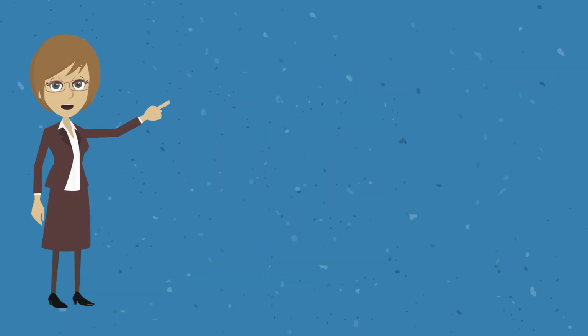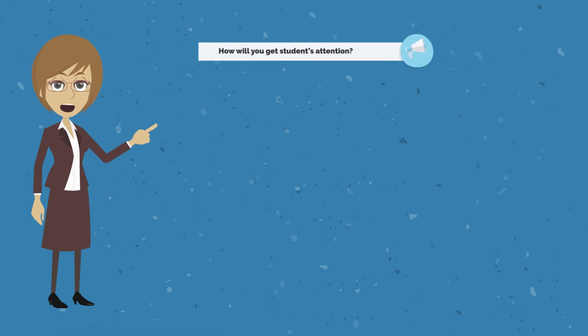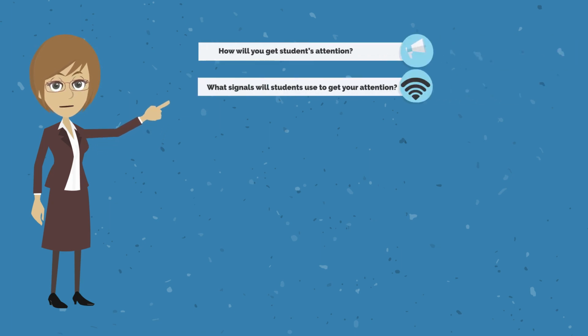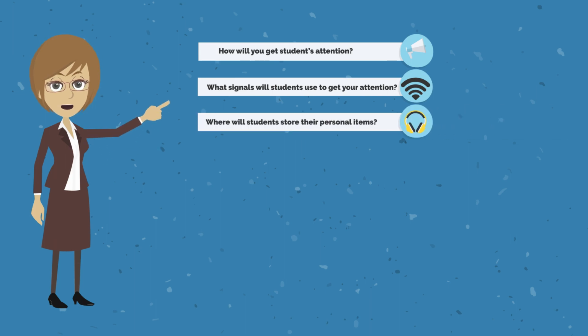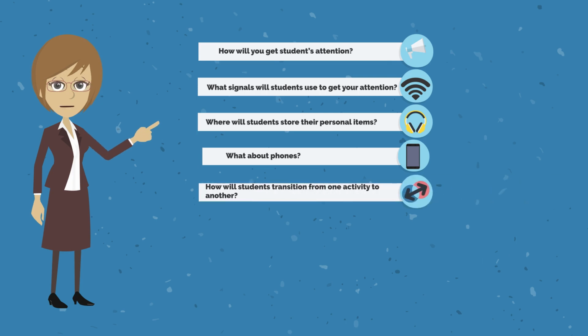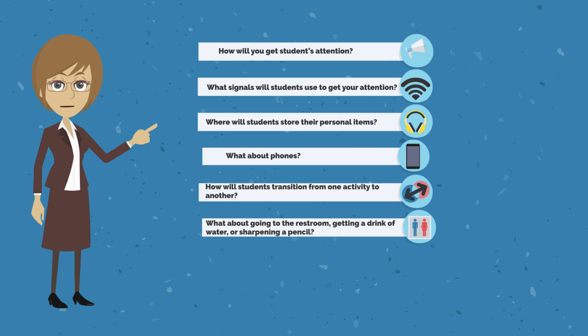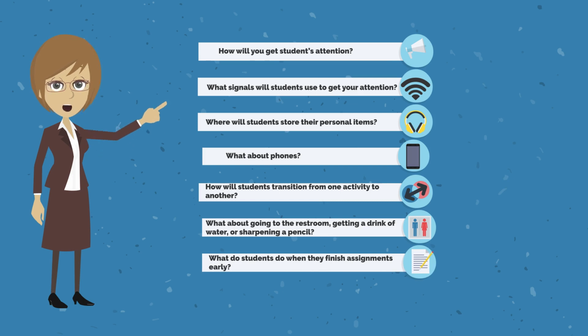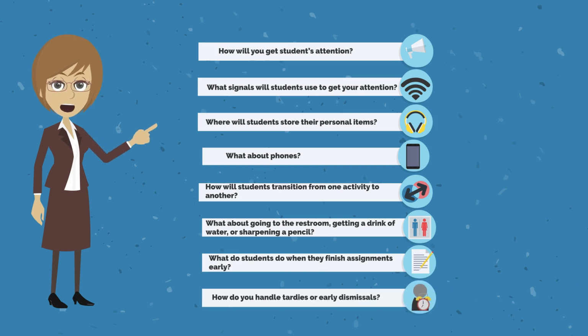When thinking about what classroom routines you may want to have in your room, here are some questions to consider. How will you get students' attention? What signals will students use to get your attention? Where will students store their personal items? What about phones? How will students transition from one activity to another? What about going to the restroom, getting a drink of water, or sharpening a pencil? What do students do when they finish assignments early? How do you handle tardies or early dismissals?